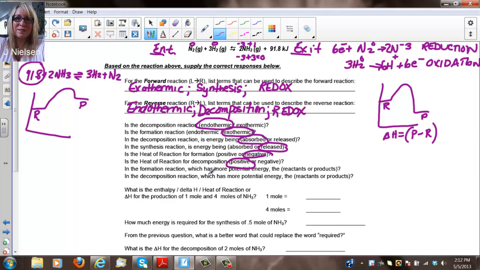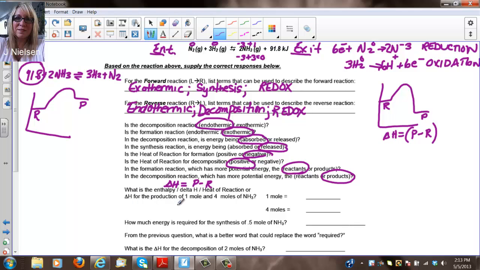In the formation reaction, which has more potential energy, reactants or products? Formation is synthesis, which we said was this one, and we can see that R is higher than P, so our reactants are going to have more potential energy than our products. But in our decomposition reaction, our products are higher than our reactants, so our products will have more potential energy. Let's figure out some math. It says, what is the enthalpy, delta H, or heat of reaction? So delta H is equal to the potential energy of the products minus the potential energy of the reactants.